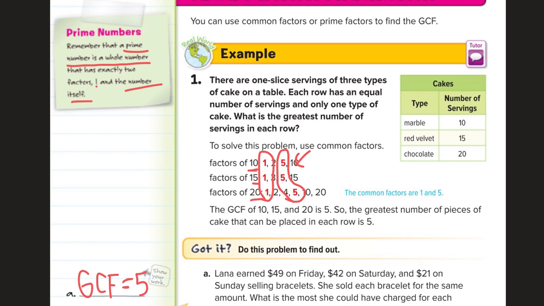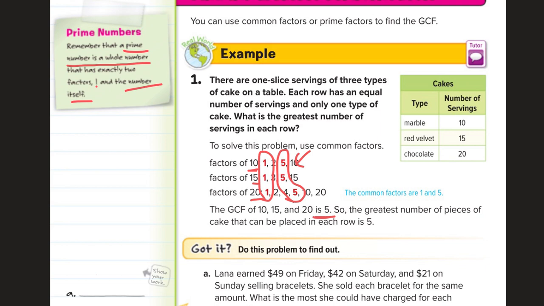But let's look at A here. Oh, that's what this is supposed to be for. So we would just say our GCF is 5. Lana earned $49 on Friday, $42 on Saturday, and $21 on Sunday selling bracelets. She sold each bracelet for the same amount. What is the most she could have charged for each bracelet?